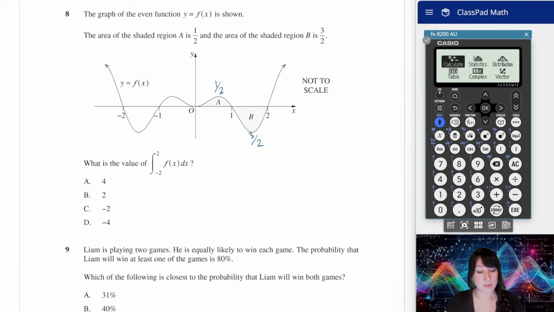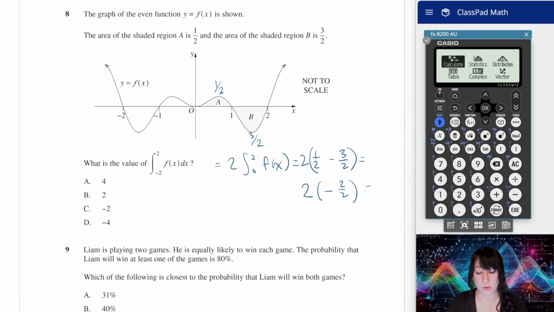Now, the integral from negative 2 to 2 would be just double the integral from 0 to 2. It's important to remember that an integral gives us the signed area under a curve, so if some of the area is below the x-axis, it will be negative. And so the integral from 0 to 2 would be 1/2 minus 3 over 2. And we're doubling that since it's even. So that will be 2 times negative 2 over 2, which is equal to negative 2. So the answer is C.